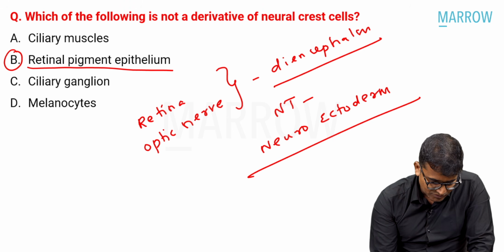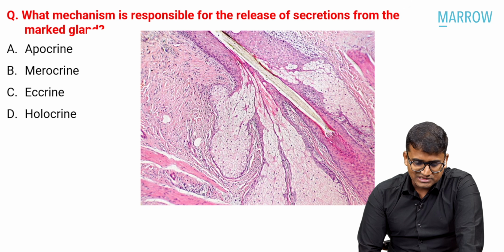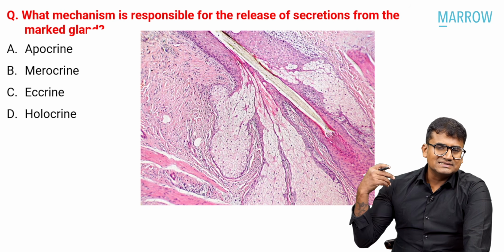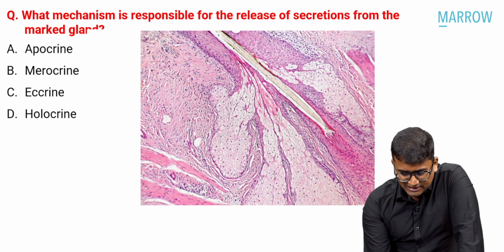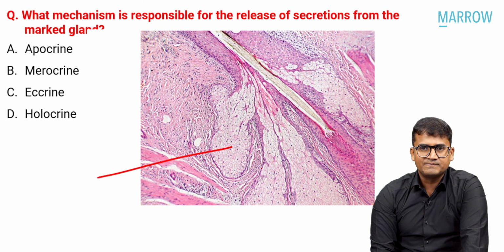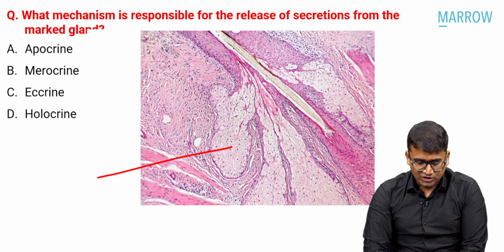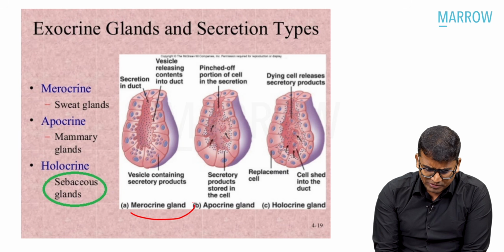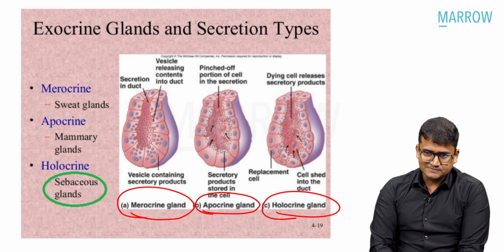Right. So, next question: which mechanism is responsible for release of secretion from the marked gland? And this question they were asking repeatedly in the INI-CET exam. Now, see the diagram. In the diagram, you are seeing this gland. The entire gland is disintegrating and giving secretions. So, based on secretion, we know three types of glands are available. What are those? Merocrine glands, apocrine glands and holocrine glands.